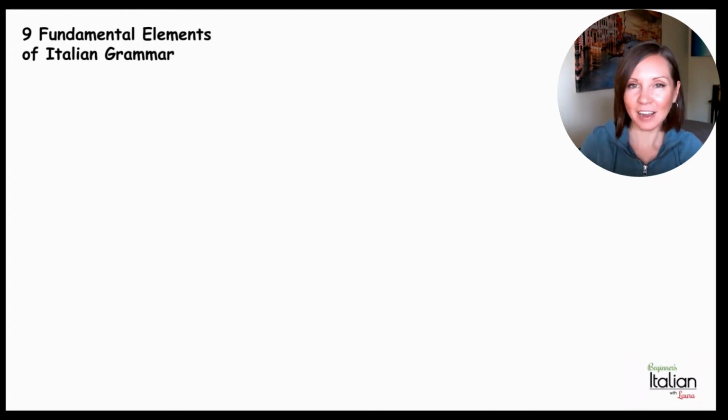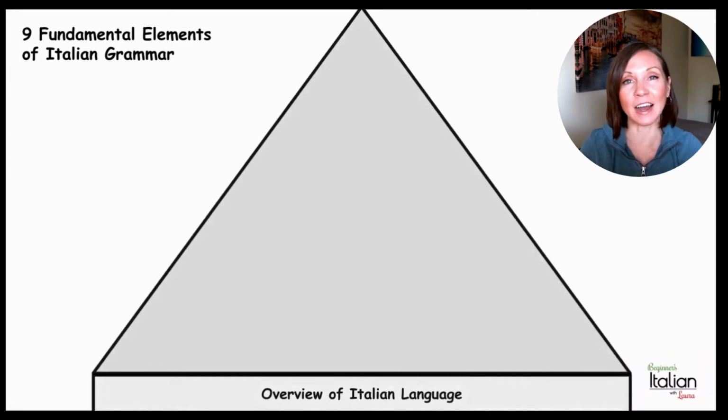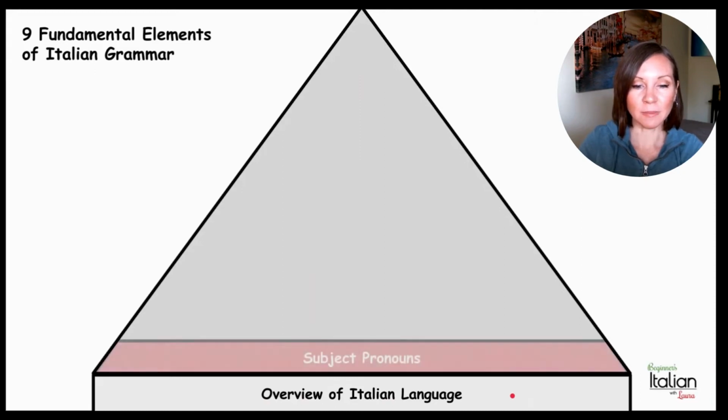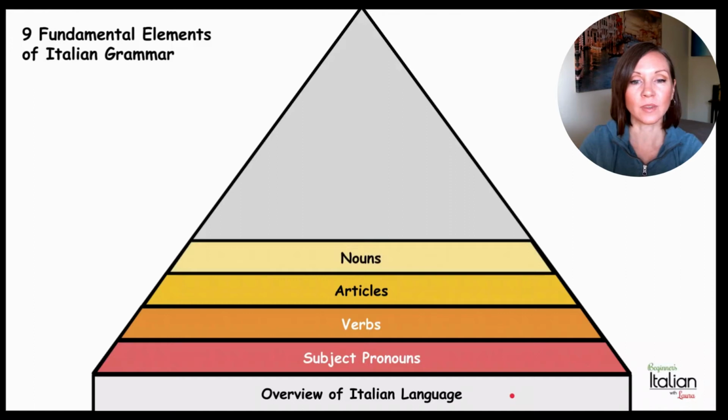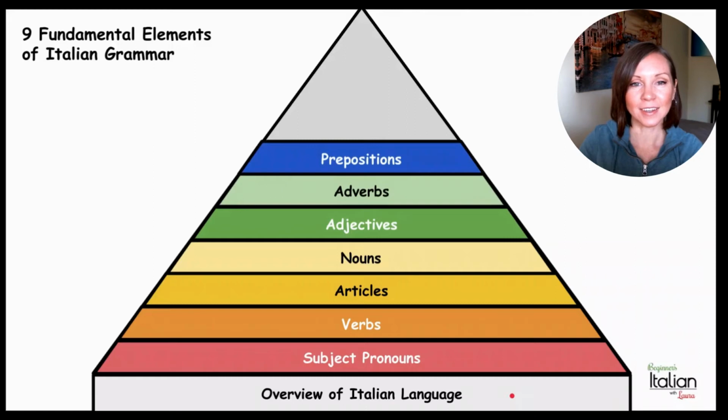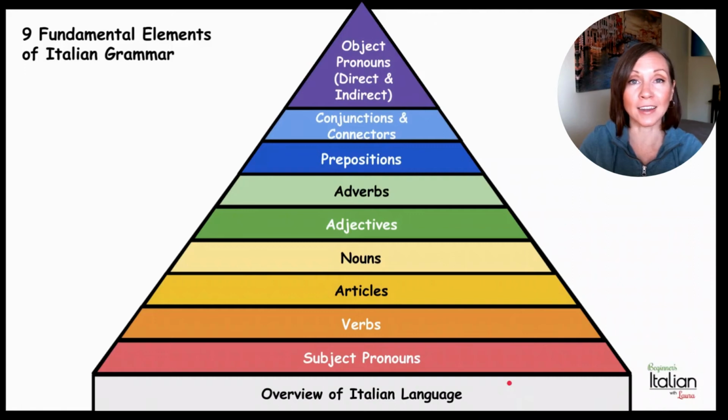So I've created a little pyramid so that you can see how far you've come and how far you still have to go. So we've already covered the overview of Italian language in Unit 1. Next up is subject pronouns. And then we have verbs, articles, meaning indefinite and definite articles like the, a, things like that. And then we have nouns, adjectives, adverbs, prepositions, conjunctions and connectors, and finally object pronouns, both direct and indirect.